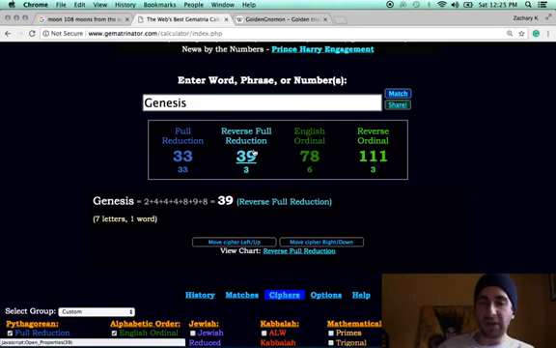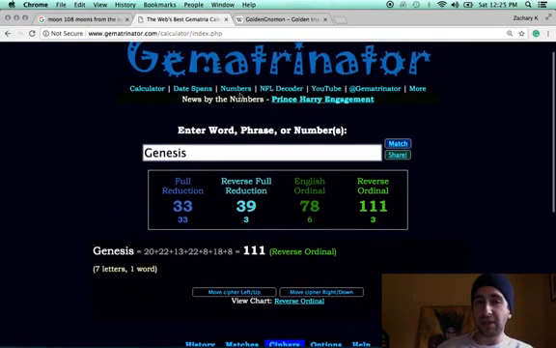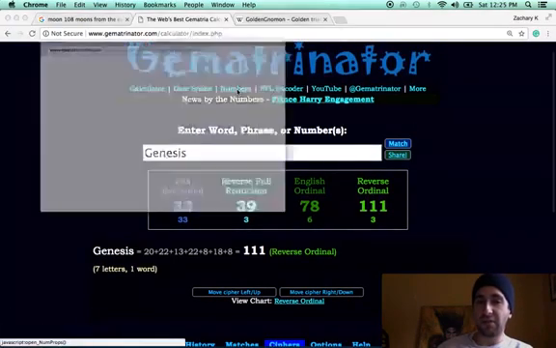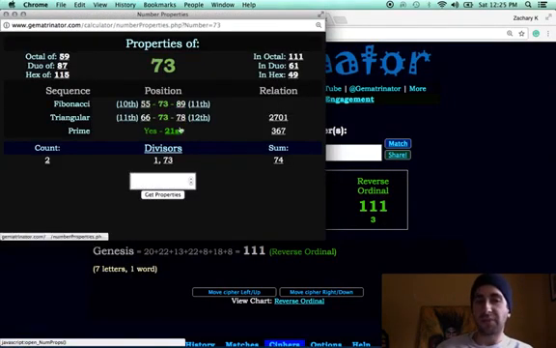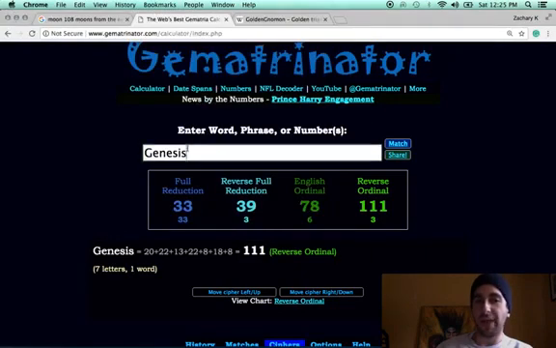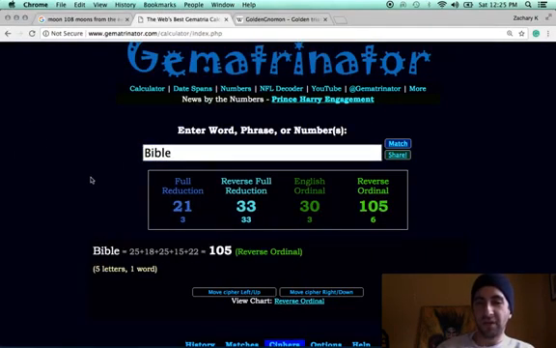Unless you go by the Catholics who have an extra, what do they have? The Catholic Bible's 73 books. So they have an extra 7 books in the Old Testament. And why do the Catholics have 73 books? 73 is the 21st prime number. And Bible equals 21. See?